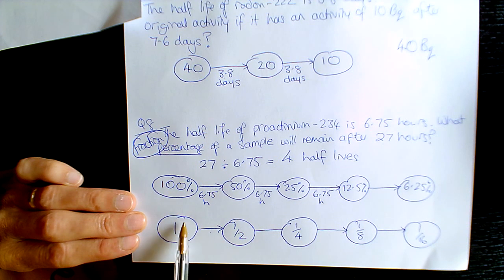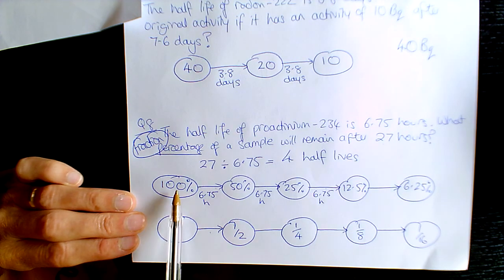So if you get a question asking you what fraction remains, you can still do it in exactly the same way. You start off with your whole sample originally there. That's your whole fraction. Or if it asks you for a percentage, you just write 100%.